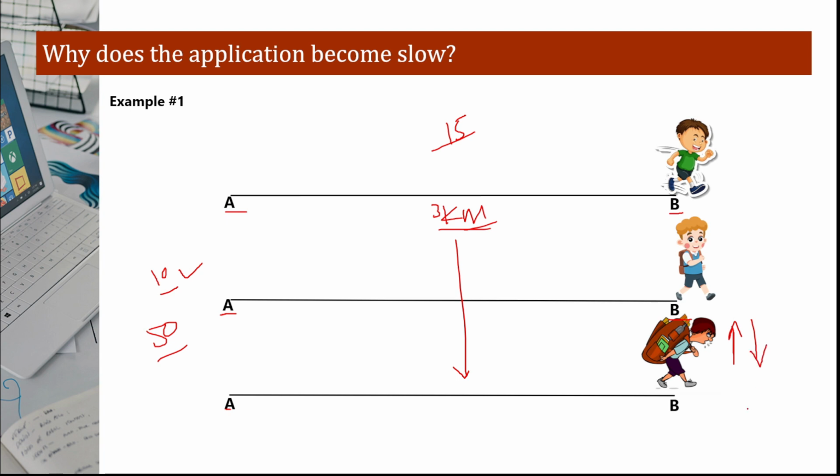Your performance is degraded. See, in case one, when you were not carrying anything, you were super fast. You reached from point A to point B in 15 minutes. But what happened when I increased the load? You were slow. You couldn't reach from point A to point B in 15 minutes, right?